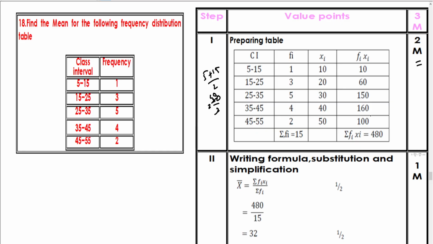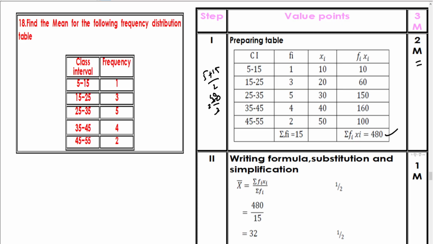You have to make 4 columns like this. 1 into 10 is 10. 3 2s are 6, 0, 60. 5 3s are 15, 1 0, 0. 4 4s are 16, put a 0. 2 5s are 10, 0. Add all of them, 0. Second, 6 plus 5, 11, 11 plus 6, 17 plus 1, 18, carry 1, 1 plus 1, 2, 2 plus 1, 3, 3 plus 1, 4.